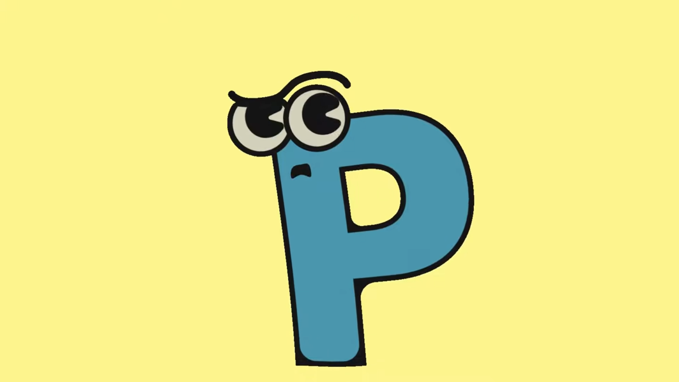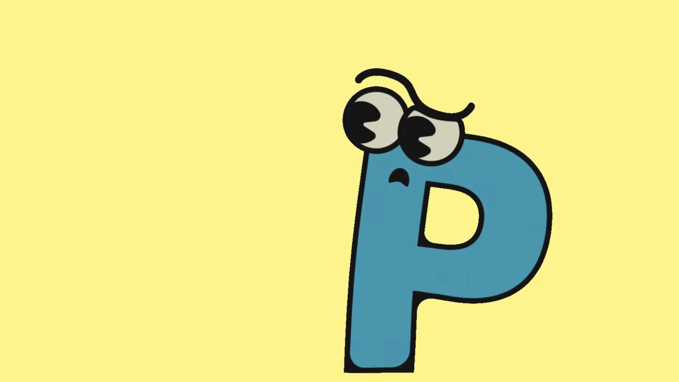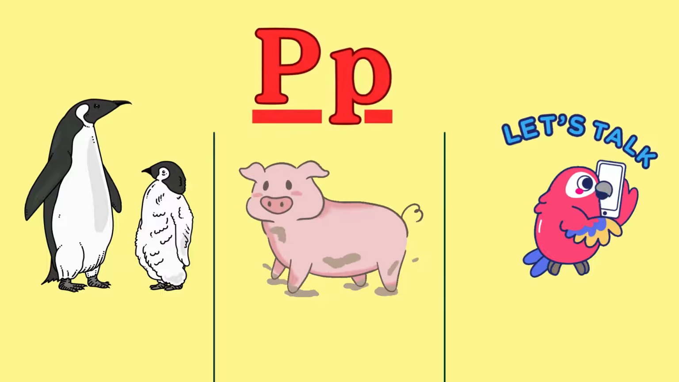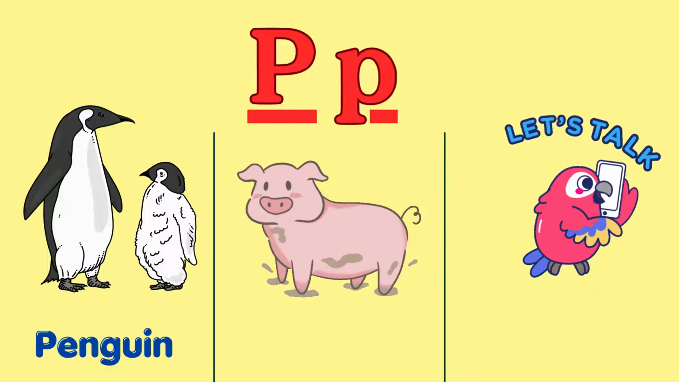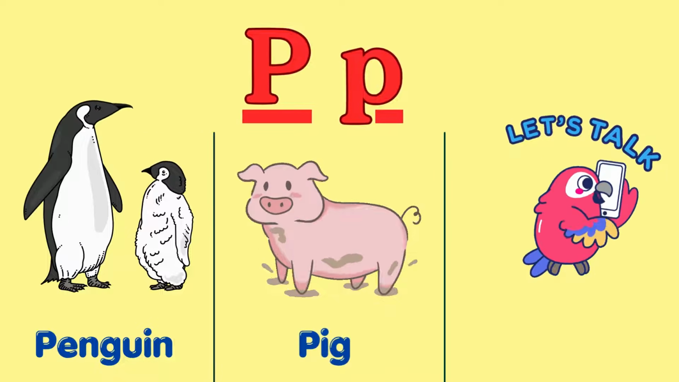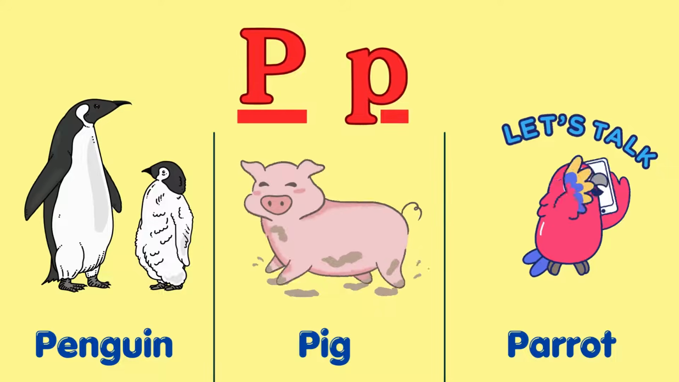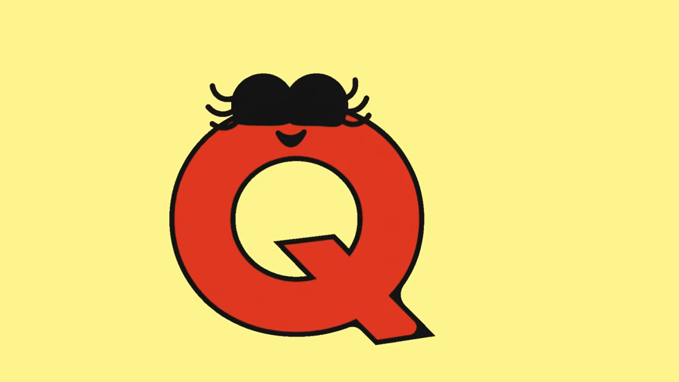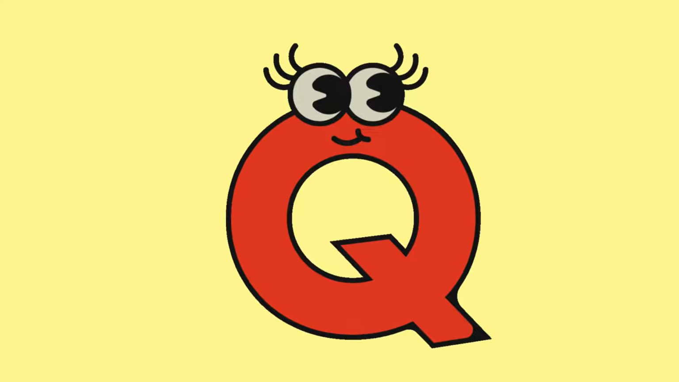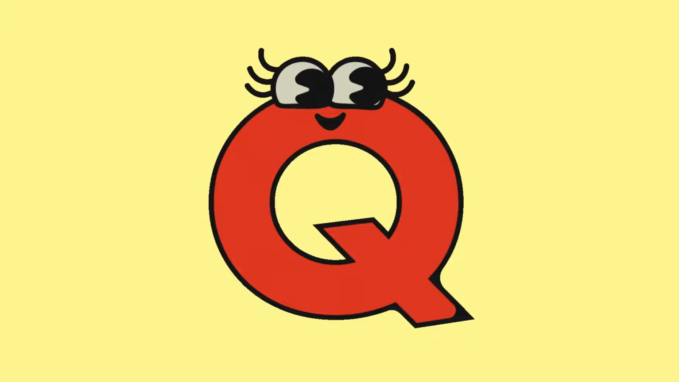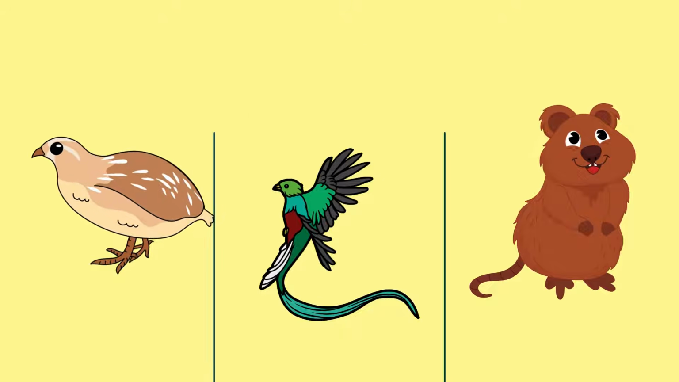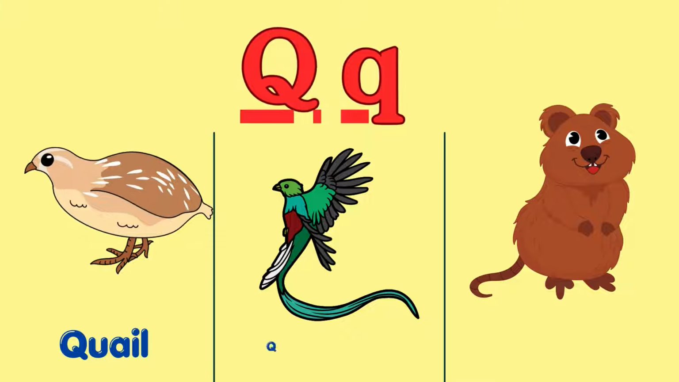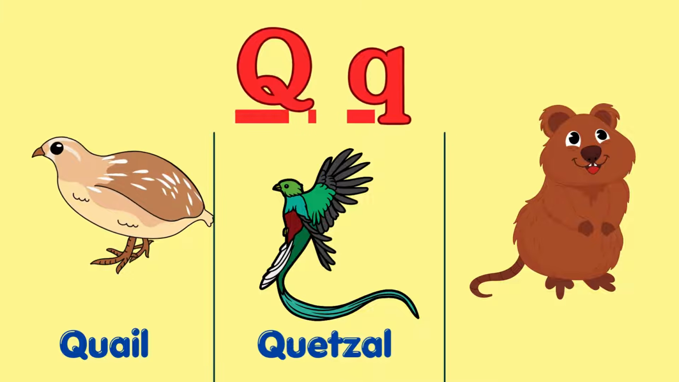Letter P. P is for penguin, pig, parrot. Letter Q. Q is for quail, quetzal, quokka.